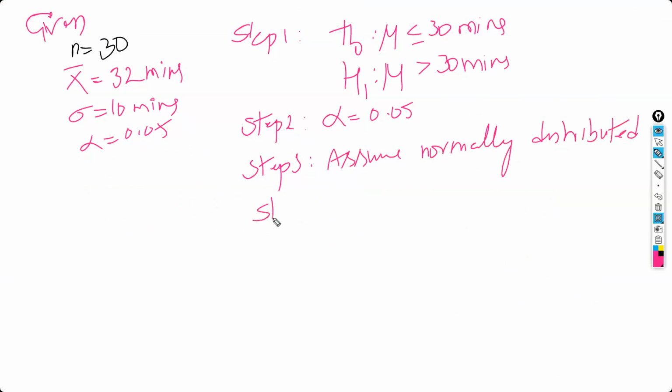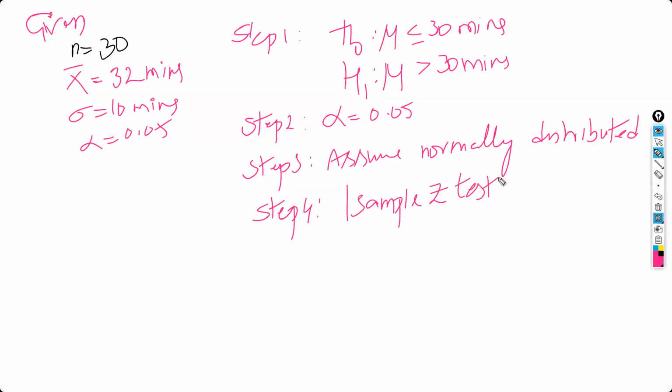Now, coming to step 4. What is step 4? Before applying, first select the statistical test. Tell me first, what is the statistical test for this example? One sample. Again, is it Z test or T test? Z test. Why Z test? Population standard deviation was given.